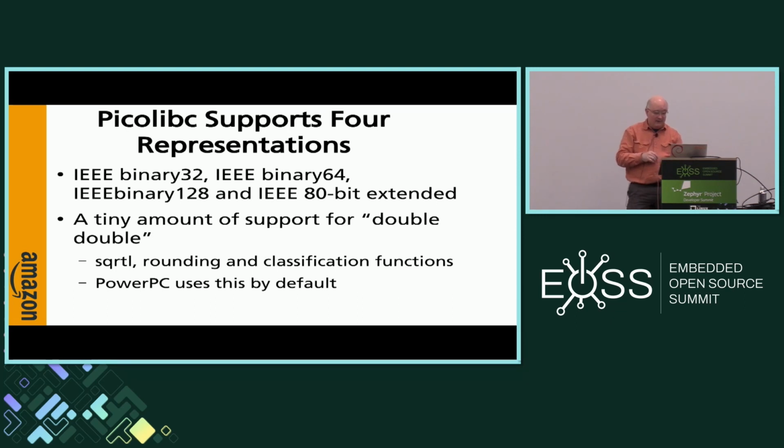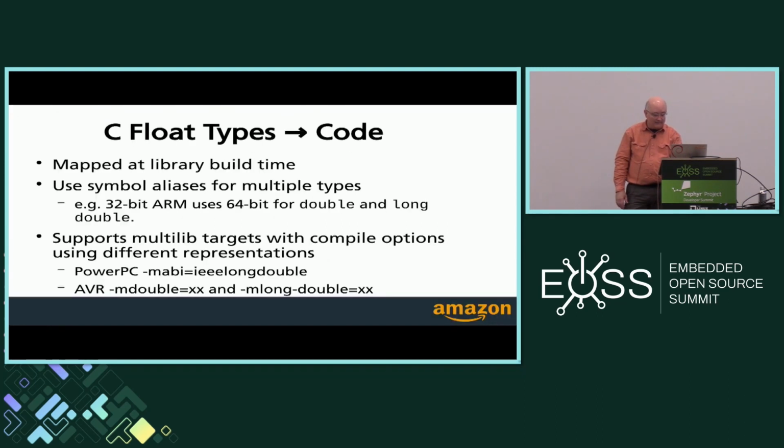So there's a tiny amount of support for that in Picolibc. Pretty much, it's got rounding functions and classification functions like isinf and isnan and that kind of stuff. And it has square root, because square root wasn't too bad. But don't ask me to do any of the more complicated intrinsics. They're mapped at library build time and use symbol aliases.